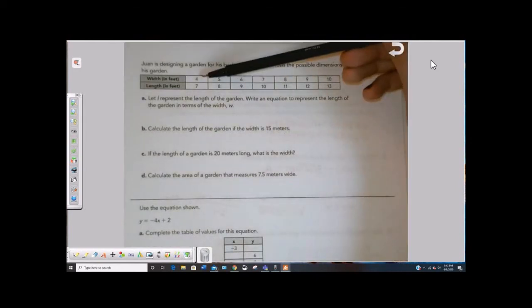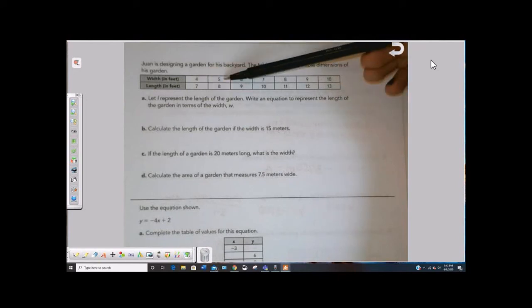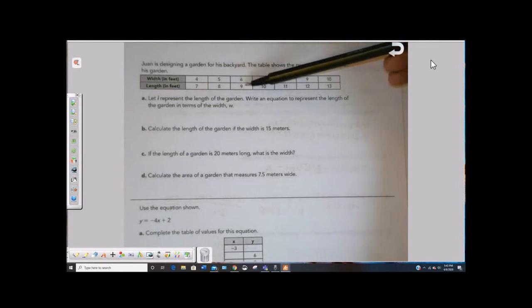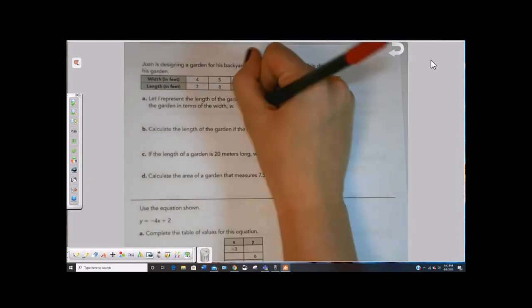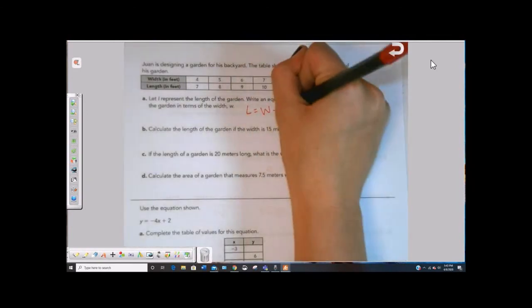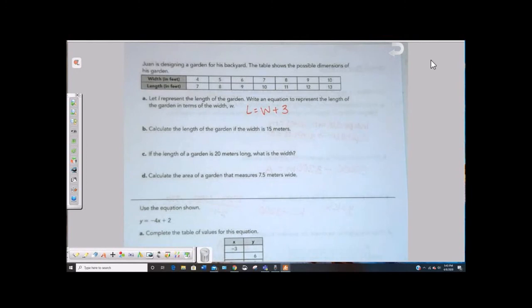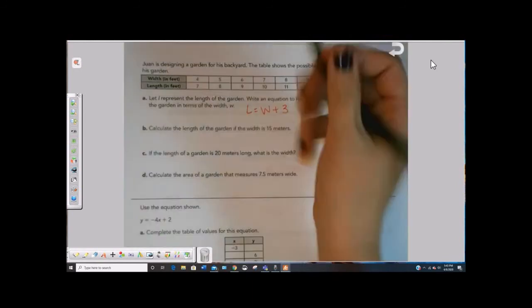So I just want you to look at the table to start with, and let's find a pattern. When I look at 4 to 7, it's going up 3. 5 to 8, going up 3. Going up 3, going up 3, going up 3. So it is plus 3. So the length equals width plus 3. So when it says write an equation to represent the length in terms of width, that's what it means.